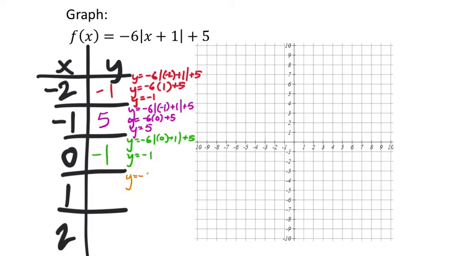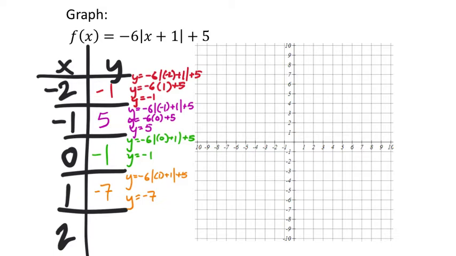Y equals -6, now it's a positive 1, plus 1, plus 5. So again, I'm skipping a lot of steps here, but the absolute value of 1 plus 1 is 2, -6 times 2 is -12, and then plus 5 makes that -7. And that one will fit on the graph, that's nice.